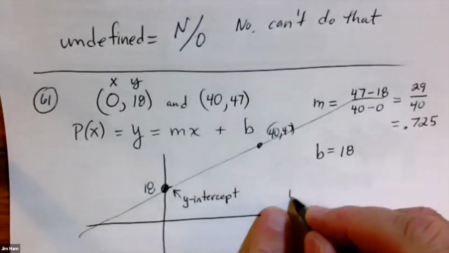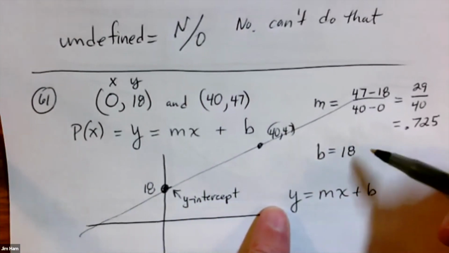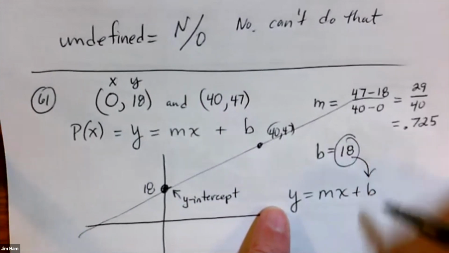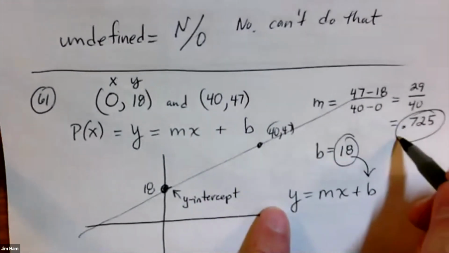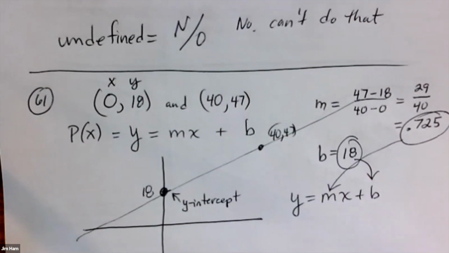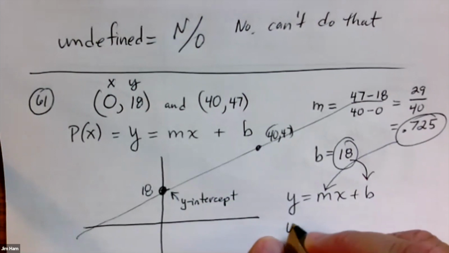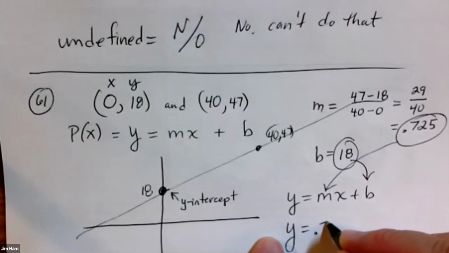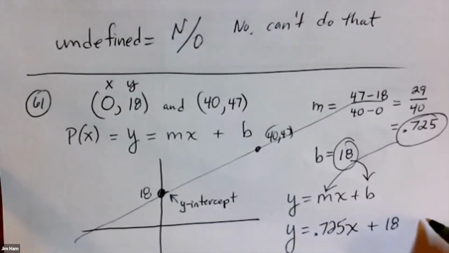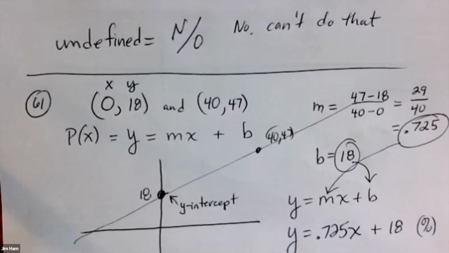All right, so we start with y equals mx plus b. We put in 0.725 for the m and 18 for the b, and you get this equation. And that would be the percent of A's given.